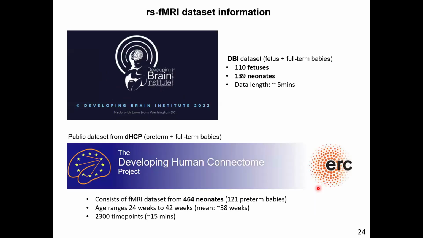We used two sets of fMRI data. The first is from our own institute, which I will call the DBI data set, consisting of 110 fetuses and 139 newborns. The data length was about 5 minutes. We also used the public data set from the DHCP, which consists of over 400 newborns with an age range between 24 weeks and 42 weeks. It had a much longer time series, about 15 minutes.